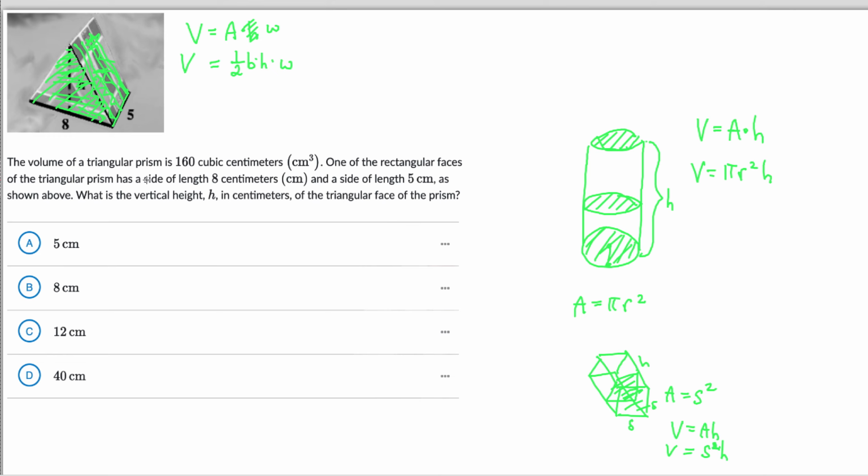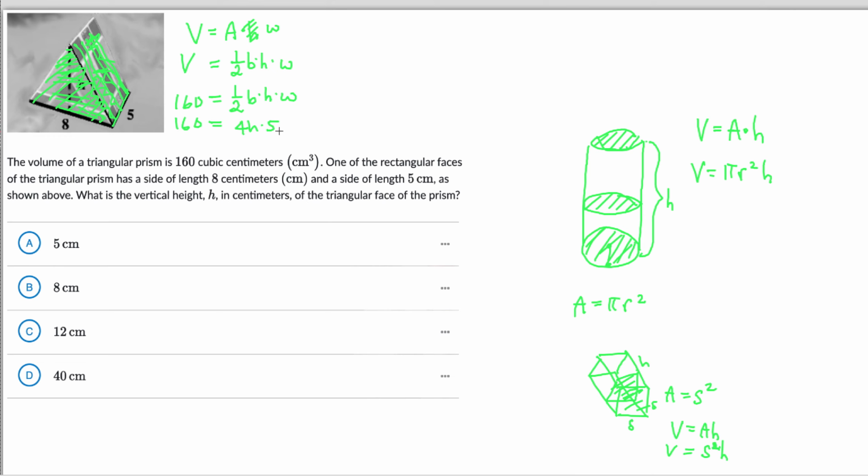They tell us that the volume is 160, so 160 is 1/2 base times height times width. We know that the base is 8, so this becomes 4, because 4 times 1/2 is that. The height, I don't know what h is, but I do know that w is 5. One of the rectangles has a side length of 8 and a side length of 5. What is the vertical height? All we're looking for is essentially the height, so this is great.